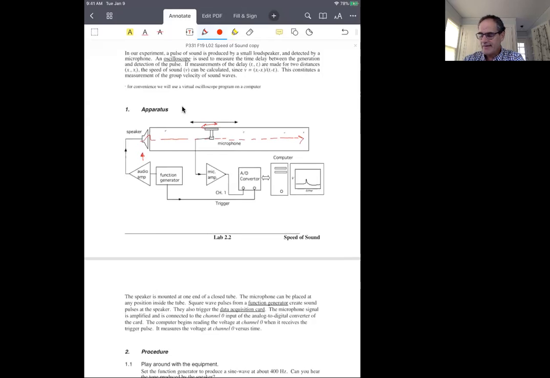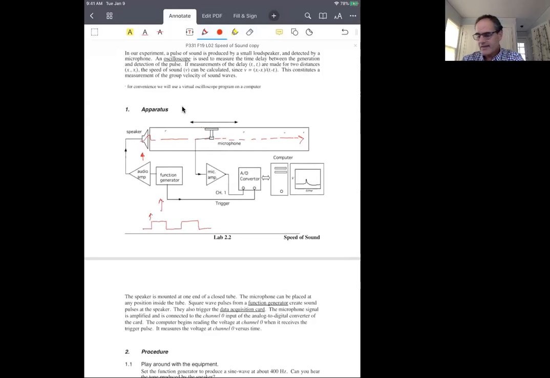How do we create the sound? How do we create the signal that will produce the sound wave at the speaker? Well, we start with a function generator that's going to provide a periodic electrical signal. And in our case, the electrical signal will be a square wave. It will look like this, okay? And what's interesting is that whenever the square wave switches from low to high, that will produce a pulse of sound at the speaker.